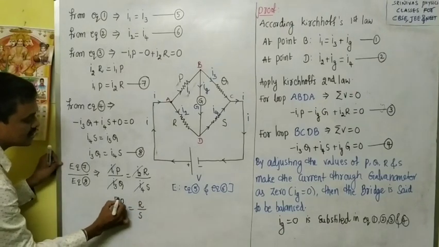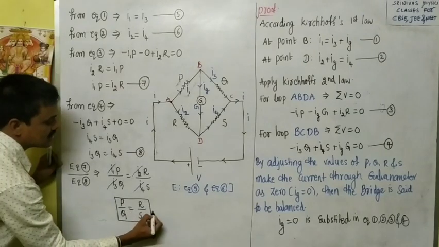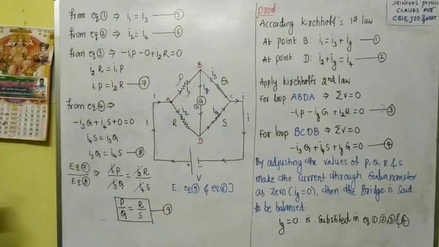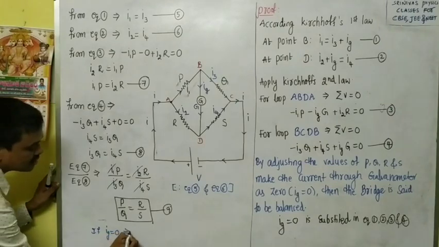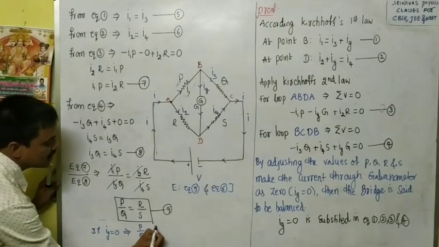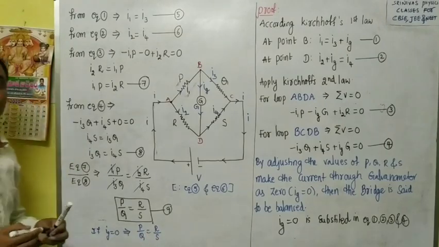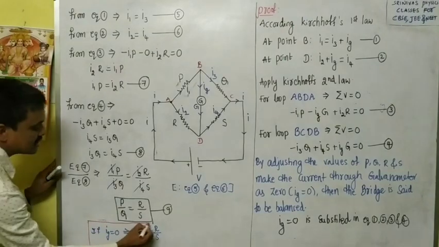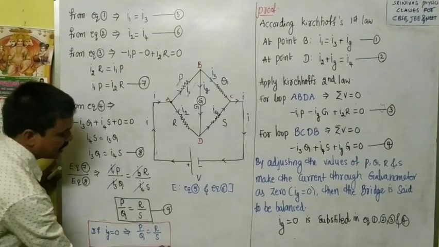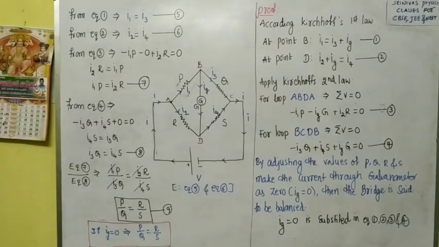S. That means if the current through the galvanometer is 0, then what happens? If Ig is equal to 0, then P by Q is equal to R by S. Its proof is completed. Right? This is about the Wheatstone bridge. If the current through the galvanometer is 0, then P by Q equals R by S. Right? This is a very important topic, so listen very carefully.